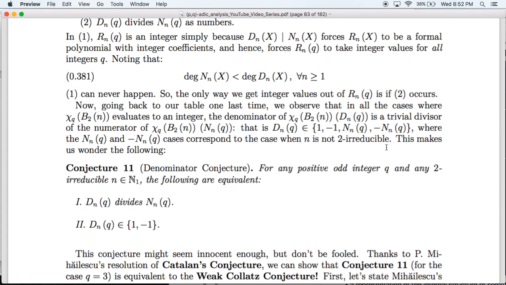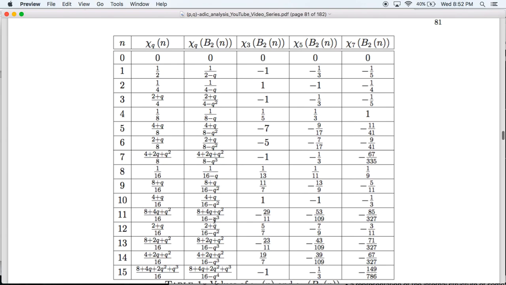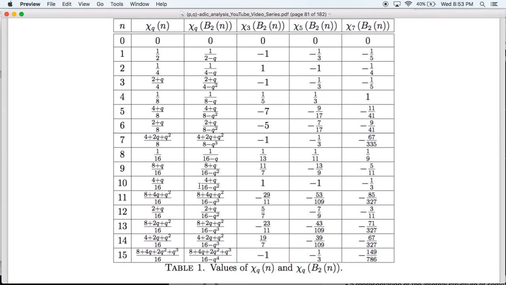For any positive odd integer q, and any 2-irreducible n, meaning that when you write out the sequence of n's 2-adic digits, there's no way to write that as being generated by a strictly smaller sequence, the following are equivalent: dn of q divides nn of q, and dn of q is either 1 or negative 1. In other words, my conjecture is that when I evaluate at any odd prime number q, if the denominator divides the numerator, when n is 2-irreducible, it's only because the denominator is a trivial divisor.